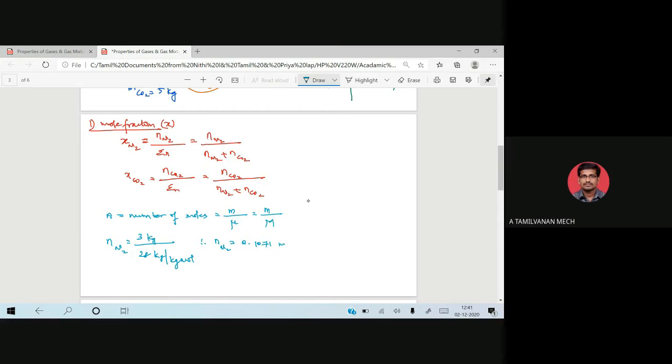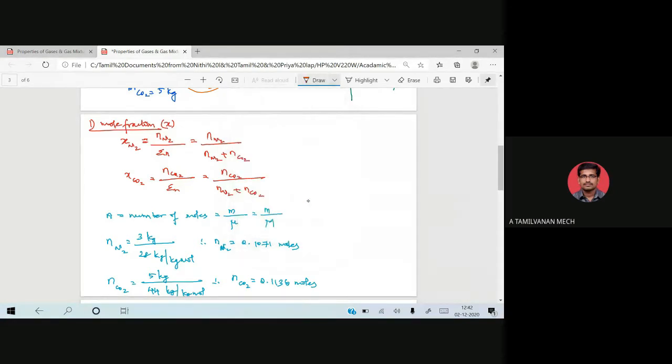moles. Okay, next you find n of CO2. So n of CO2 is equal to the mass of CO2, which is 5 kg, divided by the molecular weight of carbon dioxide. That is 44 kilogram per kilogram mole. So then n of CO2 is equal to 0.1136 moles.